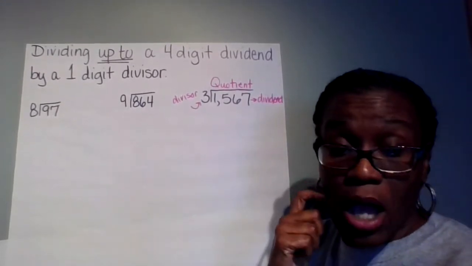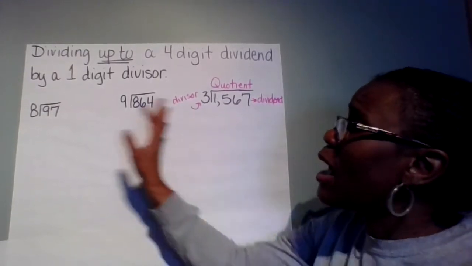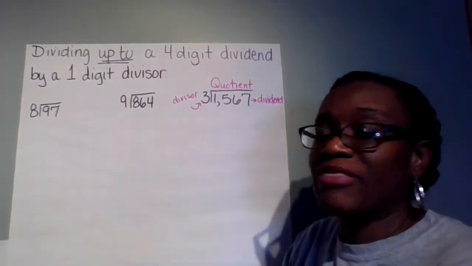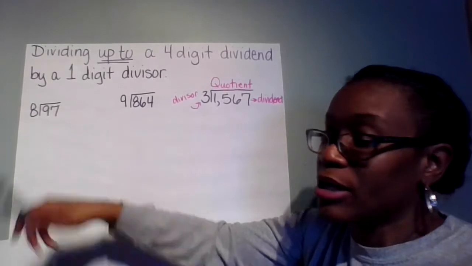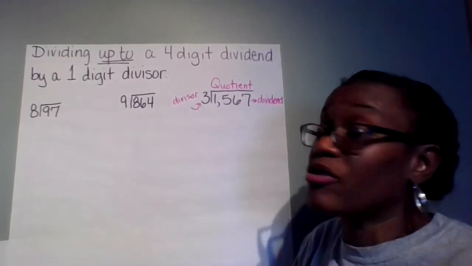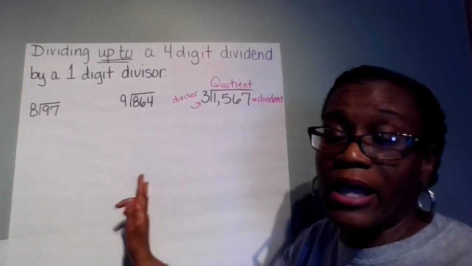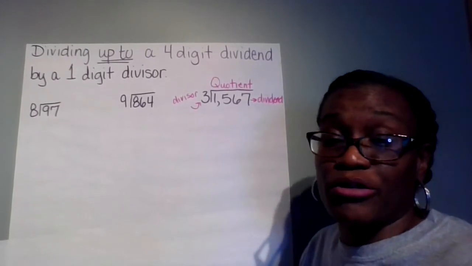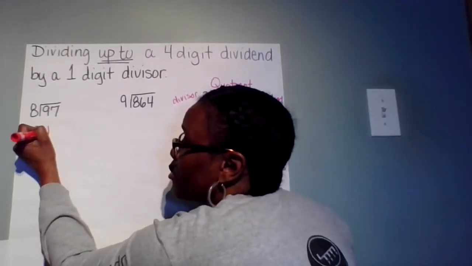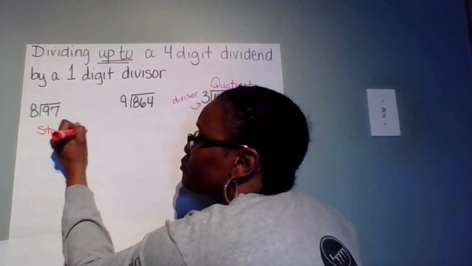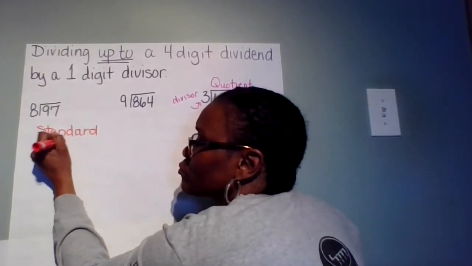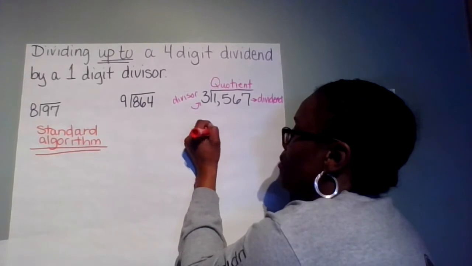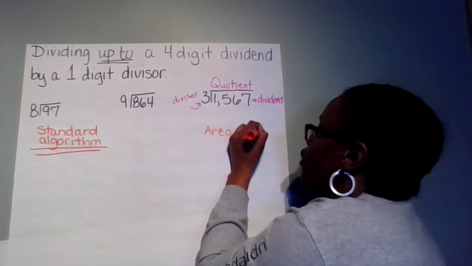Now, because I'm using chart paper, I may not have enough room to do all three strategies on one sheet of paper. So I'm just going to do the area model and the standard algorithm on one sheet, and then I'll come back and do them using a place value chart on another sheet. So let's label. We're going to use the standard algorithm over here, and then we're going to use the area model over on this side.